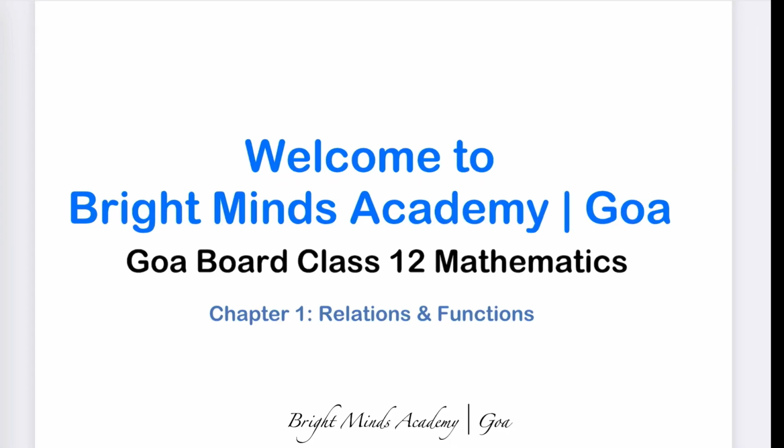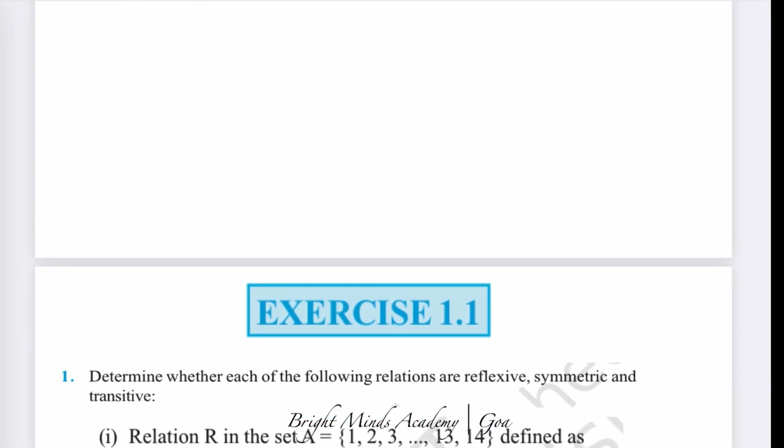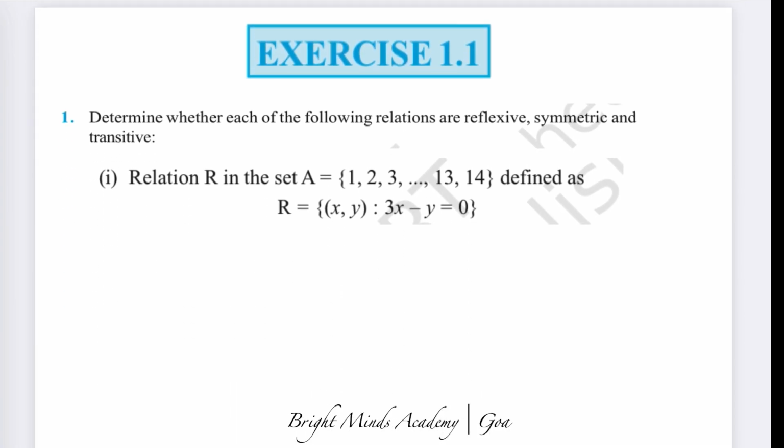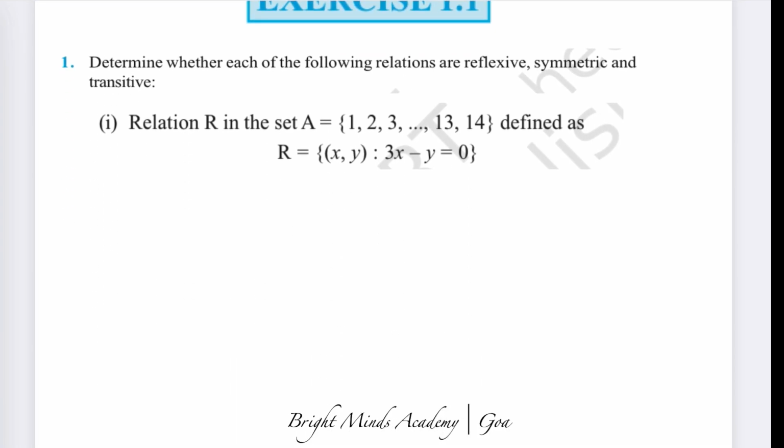These classes are going to be for Goa Board Class 12 Mathematics. Today we are continuing with Chapter 1 Relations and Functions. So I'll be starting with Exercise 1.1. We are dealing with the first question here, which states: determine whether each of the following relations are reflexive, symmetric and transitive. So we simply have to check whether the relations are reflexive, symmetric and transitive.